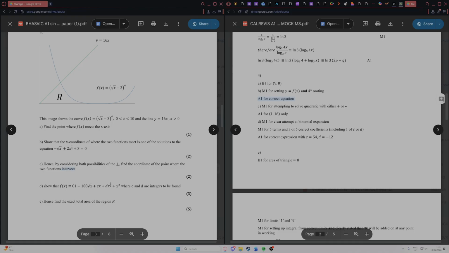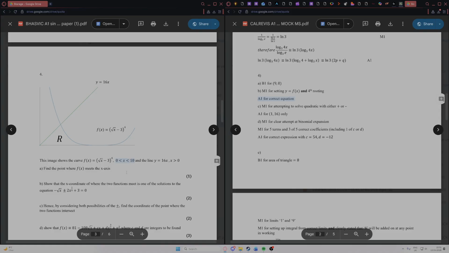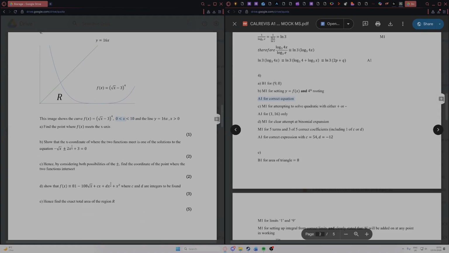And then part C, I was going to make this where I didn't put this statement about considering both possibilities of the plus or minus, but I decided to leave it in just to make it, again, more accessible. So you consider the plus and the minus, it's going to give you 1 and 81 for the x, but you can see here that the domain of this function, or just the values that it takes, is from 0 to 10, so it cannot be 81, which means that it's going to be 1, and then you can substitute that back in to get 116.